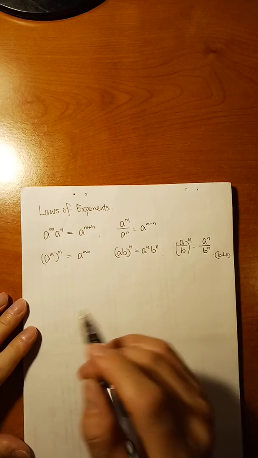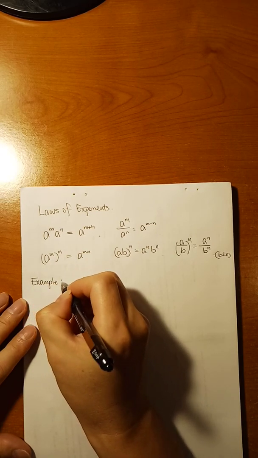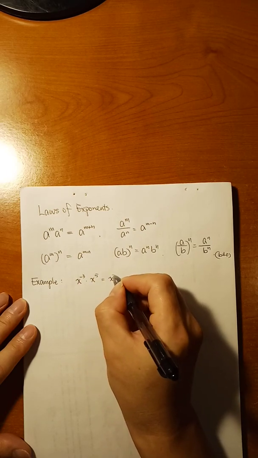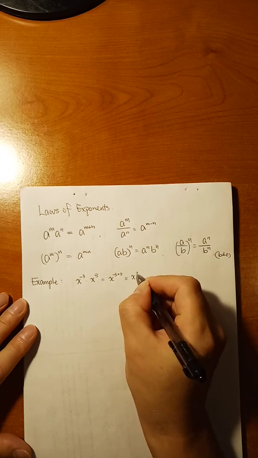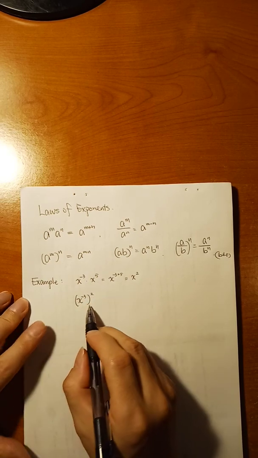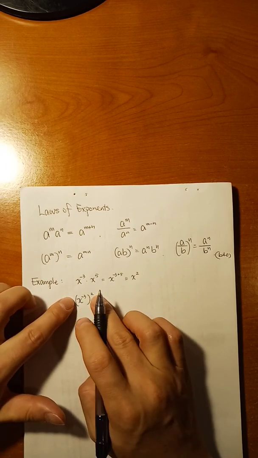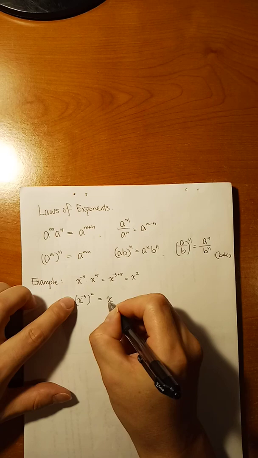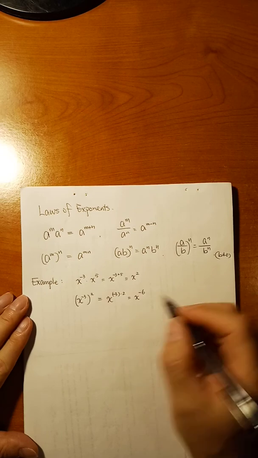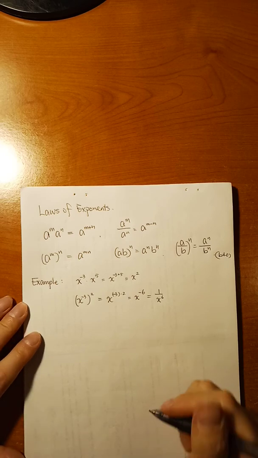Okay. So for example, let's see some examples. Let's start from the simple one. If you have x to negative 3 times x to 5, it is x to negative 3 plus 5, which is x squared. If you have x to negative 3 to the power 2, be careful, you must put parentheses to emphasize that first you take this power, and second you take this power. Then it is equal to x to negative 3 times 2, which is x to negative 6. X to negative 6 is 1 over x to 6 by the definition of the negative exponent.